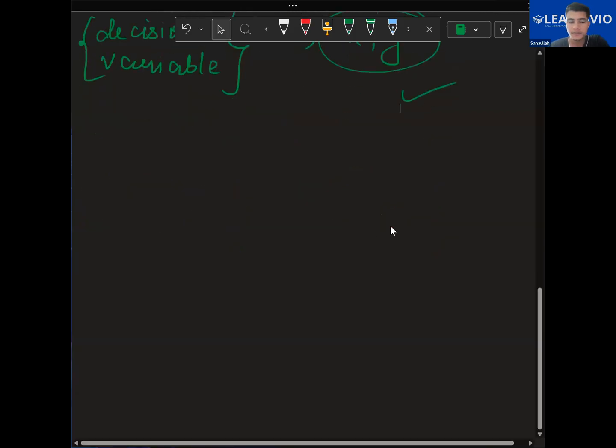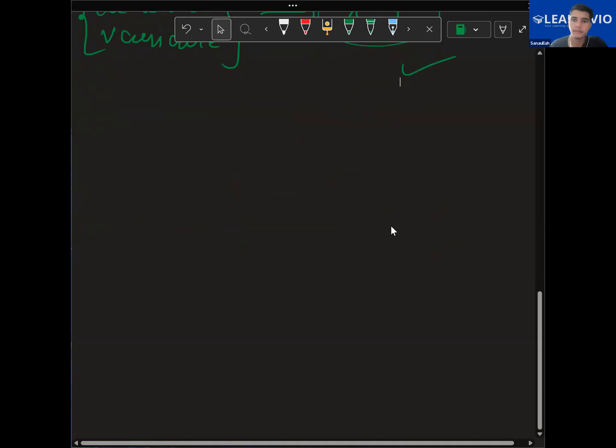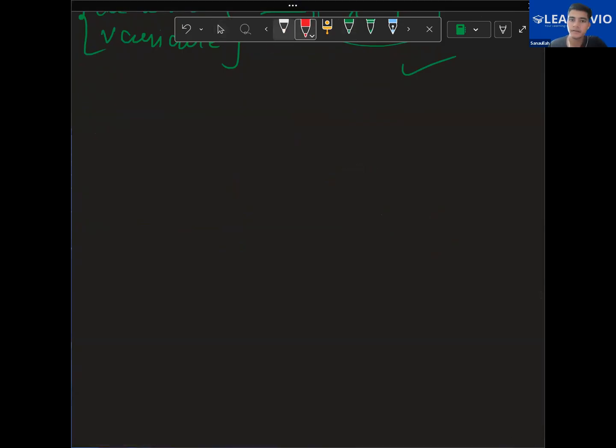Okay, so let's start the first method, that is the graphical method of solving the linear programming problem. The first method is graphical method.